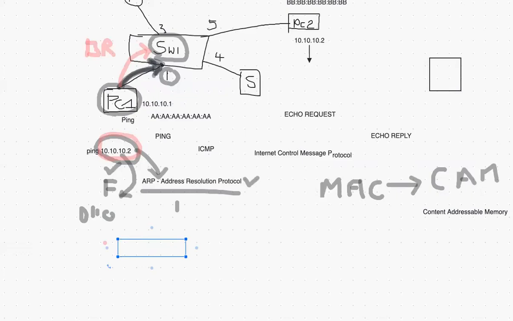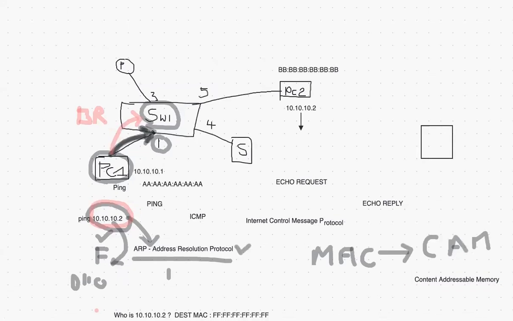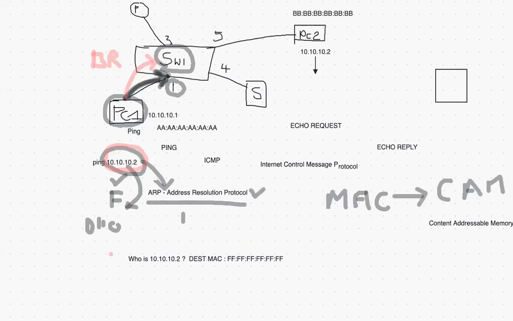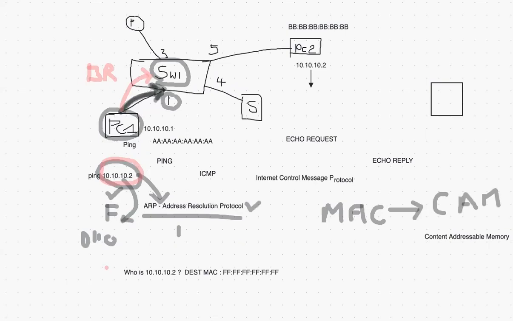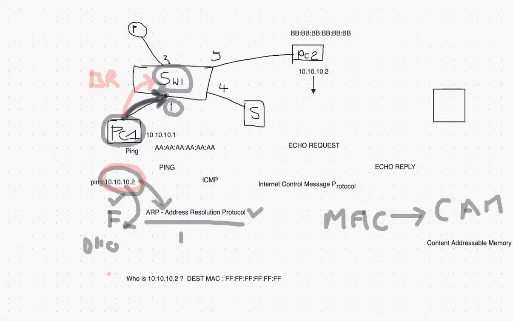Because it does not know the destination MAC address, it will put the destination MAC as FF FF FF FF. So PC1, because it does not know 10.10.10.2, will put the destination MAC as all Fs, which is nothing but a broadcast message saying who is 10.10.10.2. That frame received by switch 1 will be broadcast to all the ports because the destination MAC is all Fs.